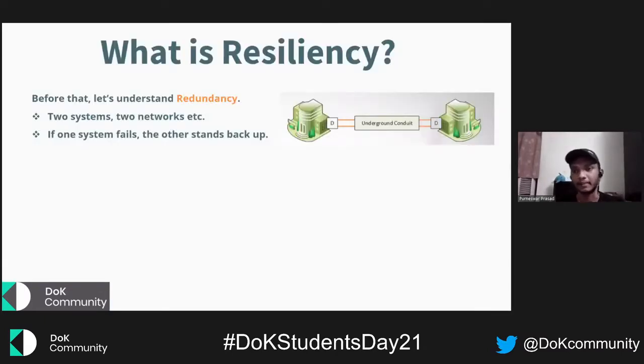So what is resiliency? But before that, let's understand what is redundancy. Redundancy is something that is repeated. There can be two systems, there can be two networks, and so on. The goal of redundancy is that if one system fails, the other will serve as a backup. In the example, we are considering two buildings connected by fiber optic cables. Just in case one of the fiber optic cables goes down, we have another cable to serve as a backup. But there is a problem.